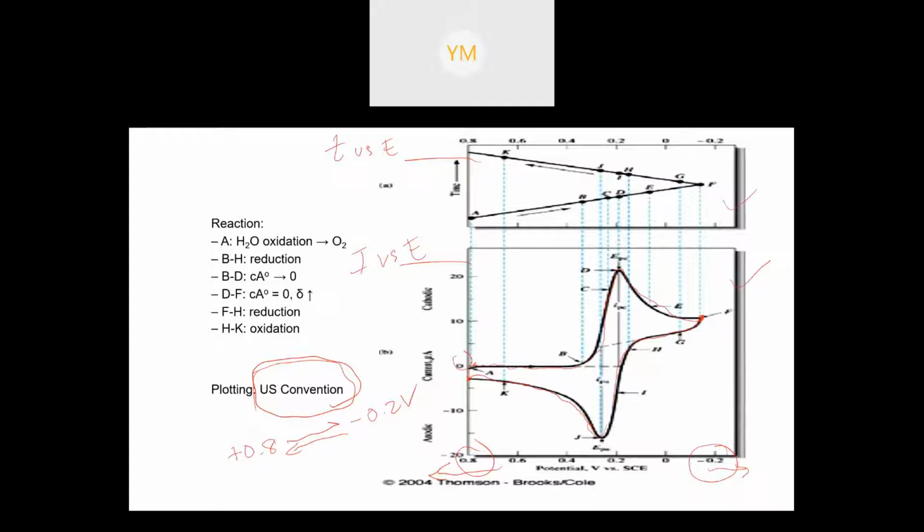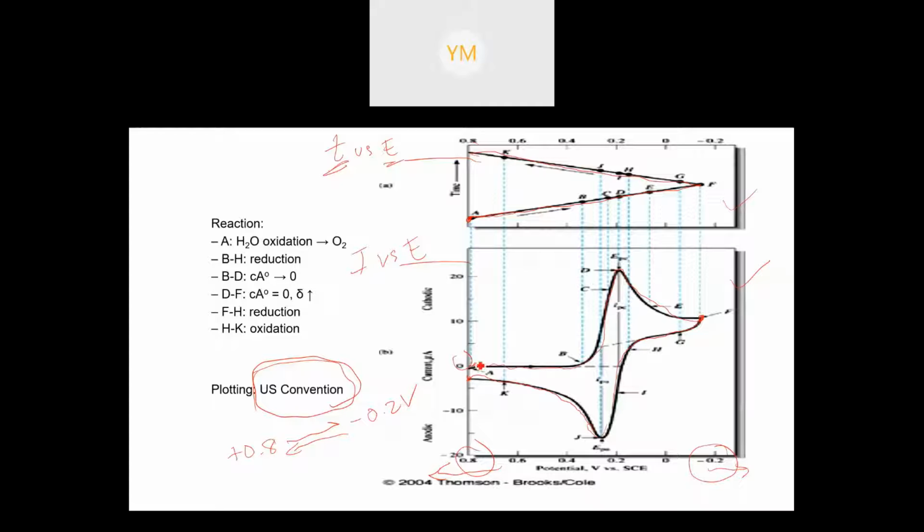So you will plot this. If you plot time versus E, you will get this shape. This is 0.8 volt, you move to negative 0.2 and back to positive 0.8 volt. So you plot time versus E, and this diagram will be plotted. If I versus E, you will get a cycle. So this is called a cyclic voltammogram.